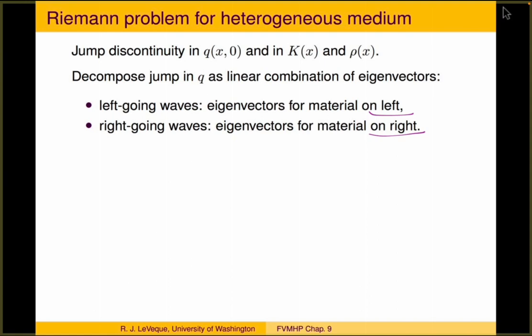In this case, for acoustics, there's only one eigenvector going in each direction, but if you look at a more complicated system of equations, you could have more than one wave going in each direction, but the idea would be the same. If we have a piecewise constant material, then to the right we have one set of eigenvectors, the right-going eigenvectors. To the left we have the left-going eigenvectors, and they may depend on different material parameters.